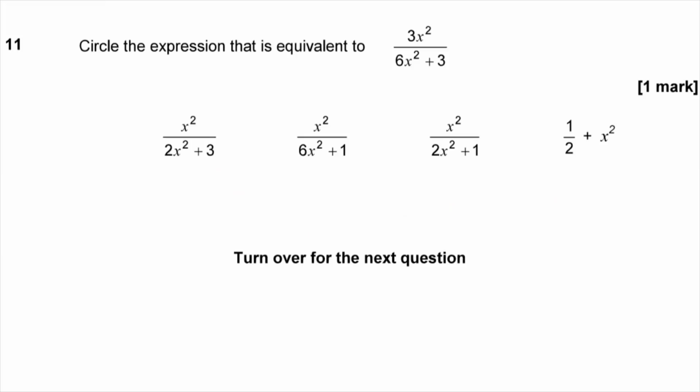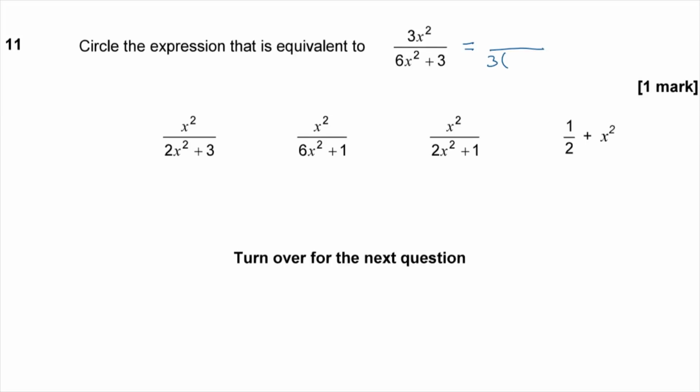Question 11. Circle the expression that is equivalent to 3x squared divided by 6x squared plus 3. So can we cancel this down in any way, shape or form? Well, notice on the bottom you've got a common factor of 3 there, haven't you? So you can factorize 3 out of both those terms.